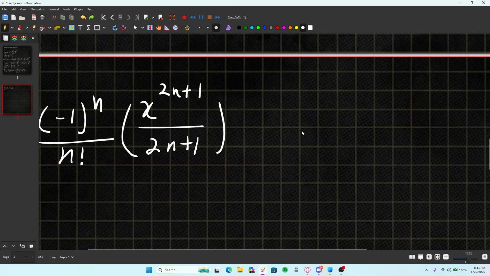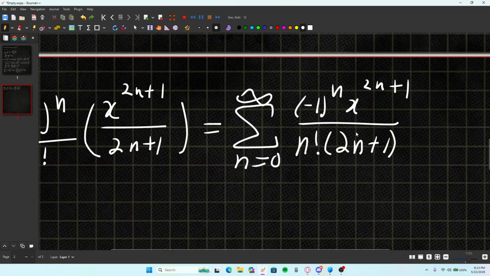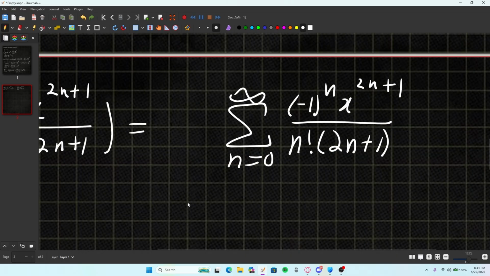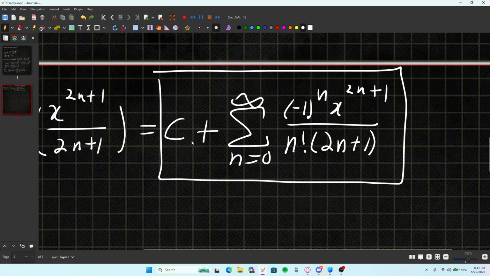So we're just going to multiply everything together to get the sum from n equals 0 to infinity of -1 to the n x to the 2n plus 1 over n factorial times the quantity of 2n plus 1. And for the sake of being clear, we don't want to add plus c right in front, because you don't know if that's part of the summation or not. So we're going to add c plus. And that is actually our final answer. This is the integral of e to the -x squared dx.